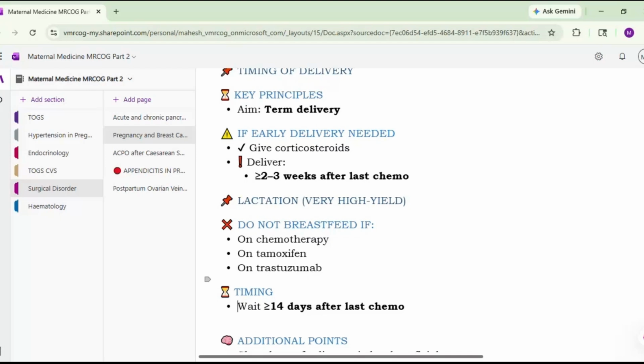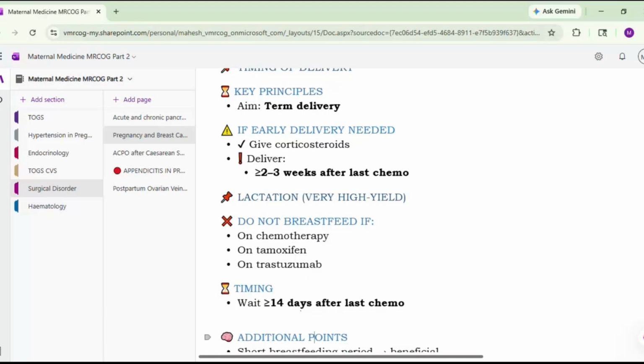So generally, there should be a gap of at least 14 days after stoppage of the chemotherapy. That is why they have mentioned that chemotherapy should be stopped 2 to 3 weeks earlier, so that she can feed the baby immediately after the delivery. Okay. So if you stop it around 34, 35 weeks of gestation, then the delivery can be planned by around 37, 38 weeks of gestation, and then she can breastfeed the baby. Then wait for 14 days after the last chemotherapy for breastfeeding.